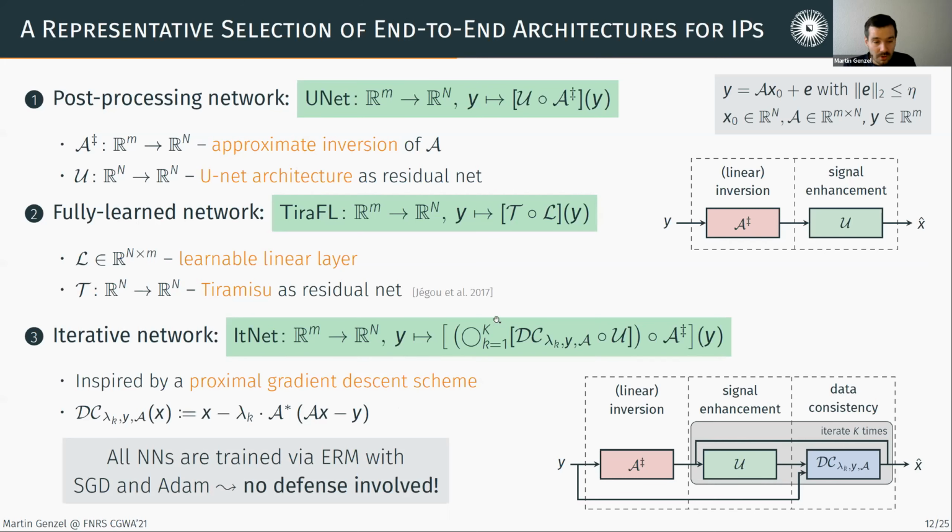What was very important to us was that for the training, we really stick to the standard approaches. So what we did is we solved this empirical risk minimization problem with mini-batch stochastic gradient descent in combination with the popular Adam optimizer. And we didn't involve any adversarial defenses or such things. So these are really standard end-to-end neural networks that we trained in-house. Okay, so that's about the architectures.